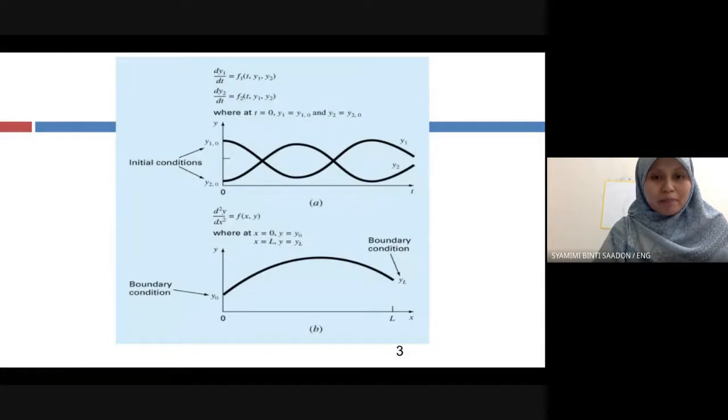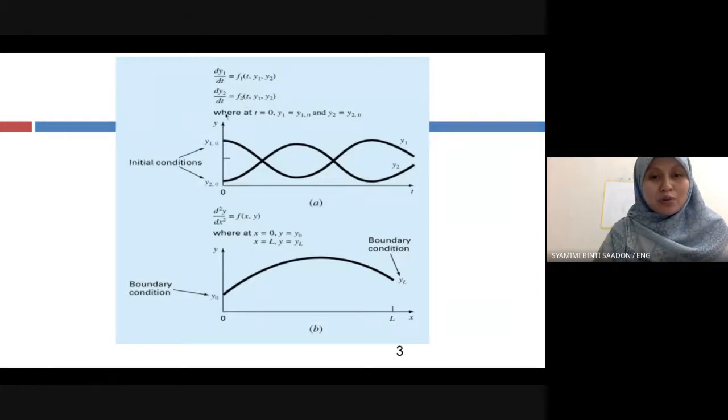So this is an example in a graphic. Before this we had initial conditions for initial value problems, right? Last week we have seen this. So for example, we have a set of equations. This is a set of ordinary differential equations. Last week we have seen only one equation, but for ODE we can have a set of differential equations. For example, here we have a set of two differential equations.